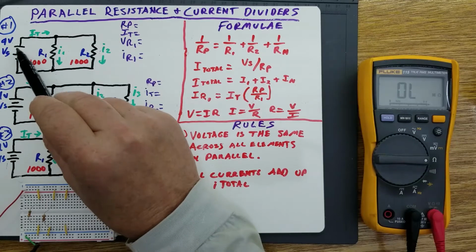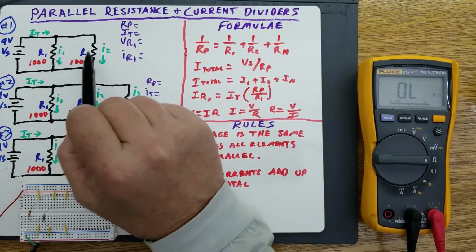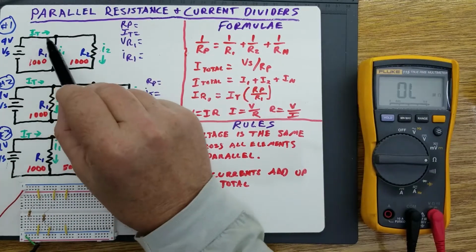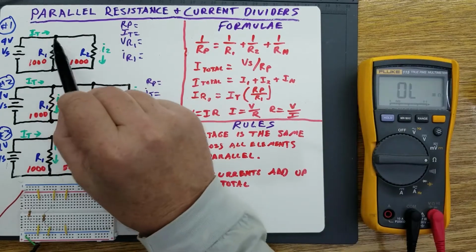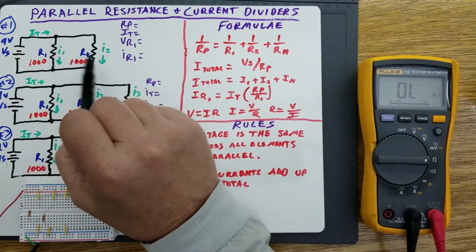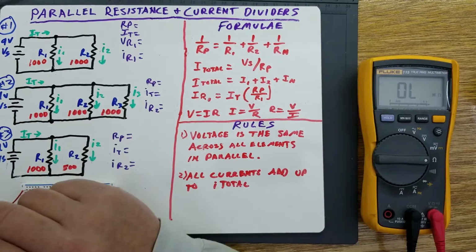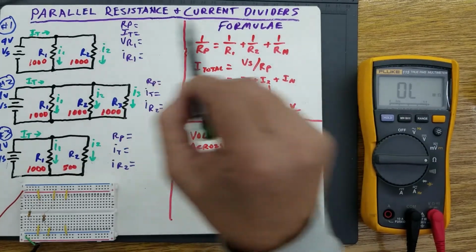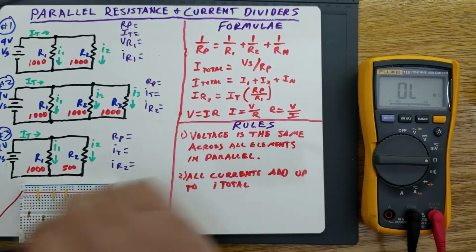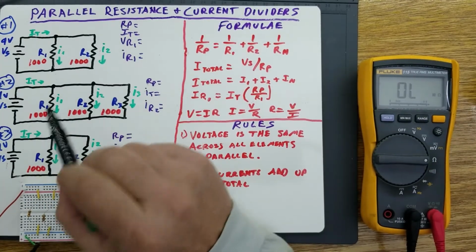So if you have a circuit here with two resistors in parallel, the current is going to split between those two resistors in a manner that is dictated by the value of these resistors. Here are some formulae that relate to this.